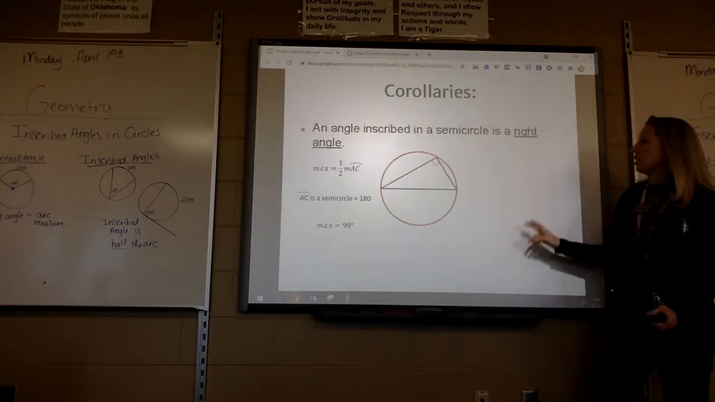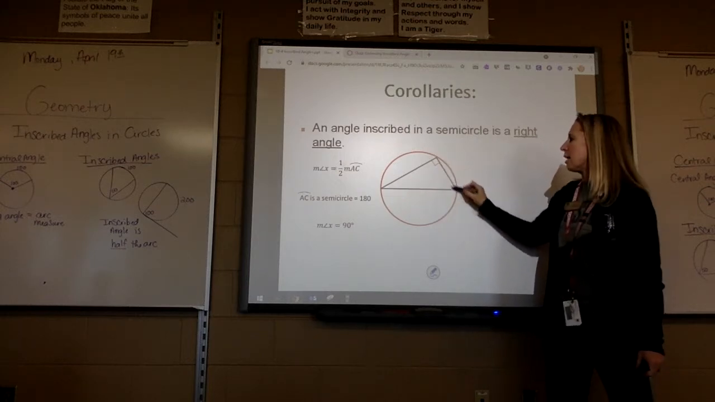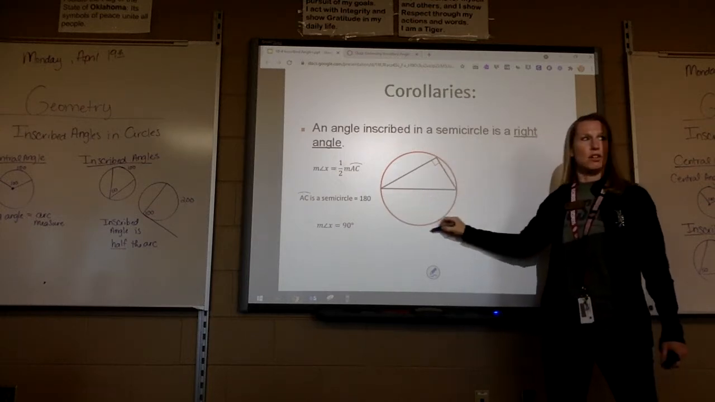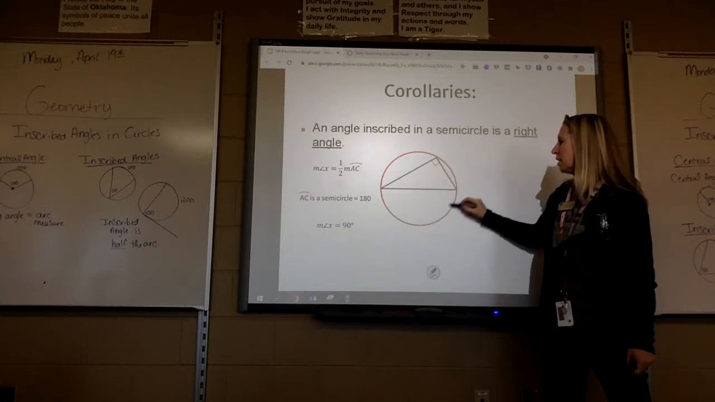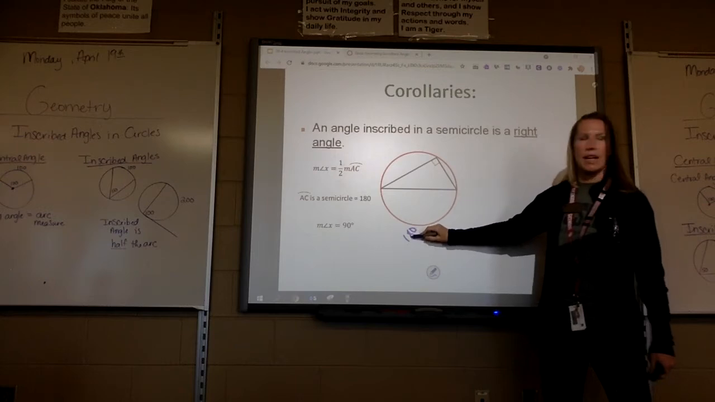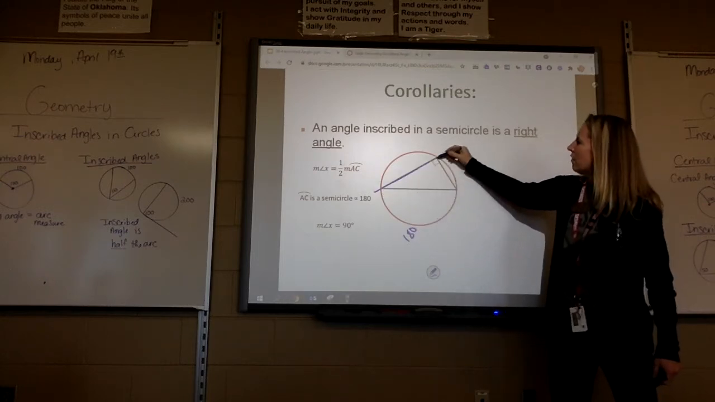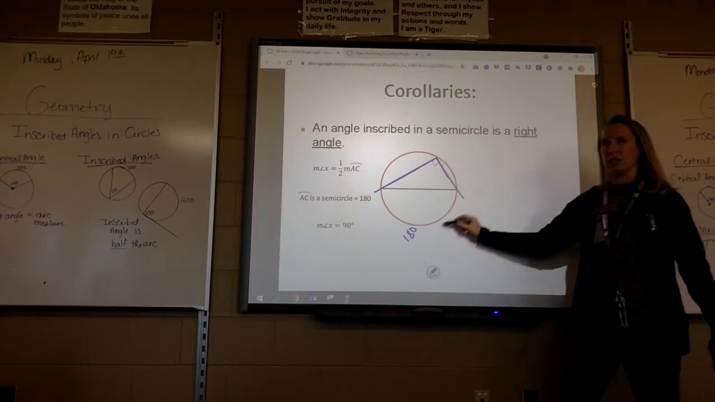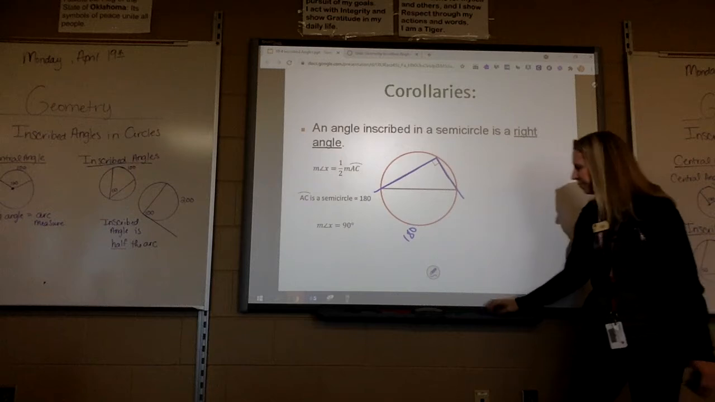Another theorem just says if you have an inscribed angle intercepting a semicircle, it has to be a right angle. Well, what is a semicircle? What's 180 degrees. So what's half of 180? 90. So that's why if you have an inscribed angle that intercepts a semicircle, it's a right angle.